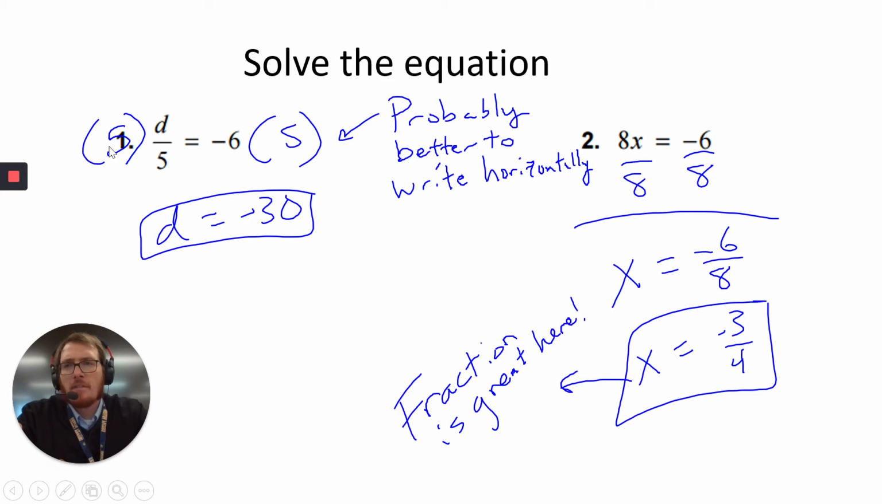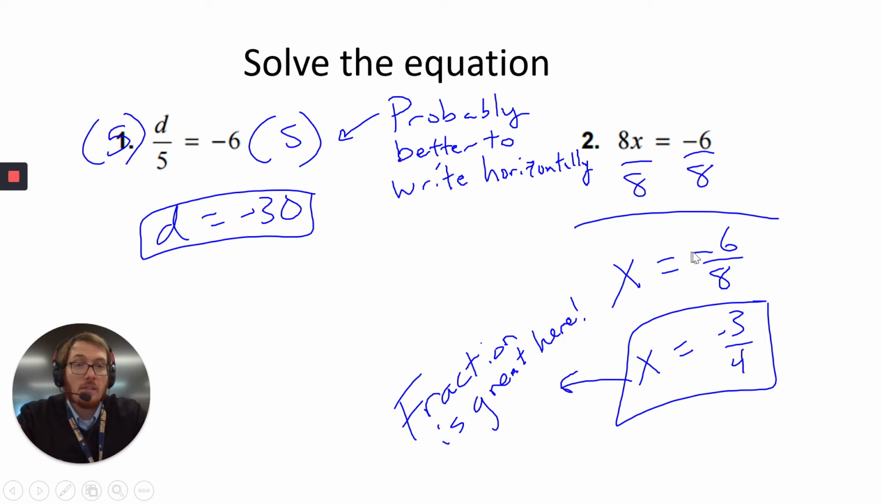So multiply by 5 and divide by 5 cancel, and you're left with d on the one side. Negative 6 times 5 is negative 30. This one, it's 8x, so divide by 8 on both sides. Now, you could make this a decimal if you wanted, but I just want to make sure that we're clear that fractions can be very helpful in these situations.